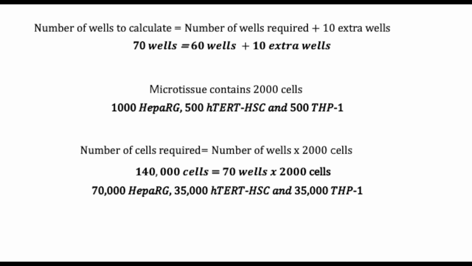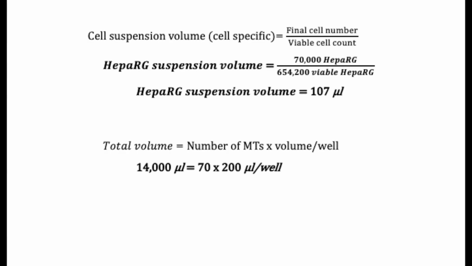However, all calculations are made including an excess of 10 microtissues, so in this case 70 microtissues. This means that a total of 140,000 cells are required. This will ensure that enough cell suspension is made to create the desired number of microtissues. The desired volume of each cell type is obtained by dividing the required cell number, for example in this case 70,000 HepaRG, by the calculated cell density.